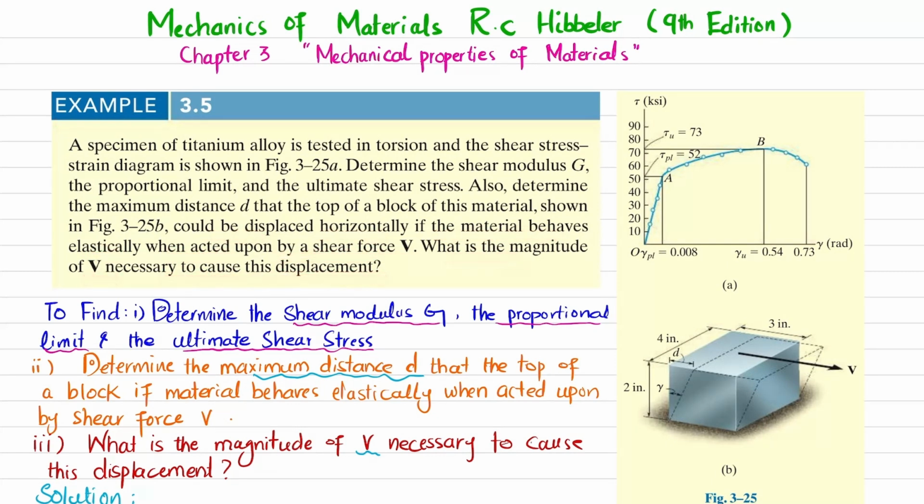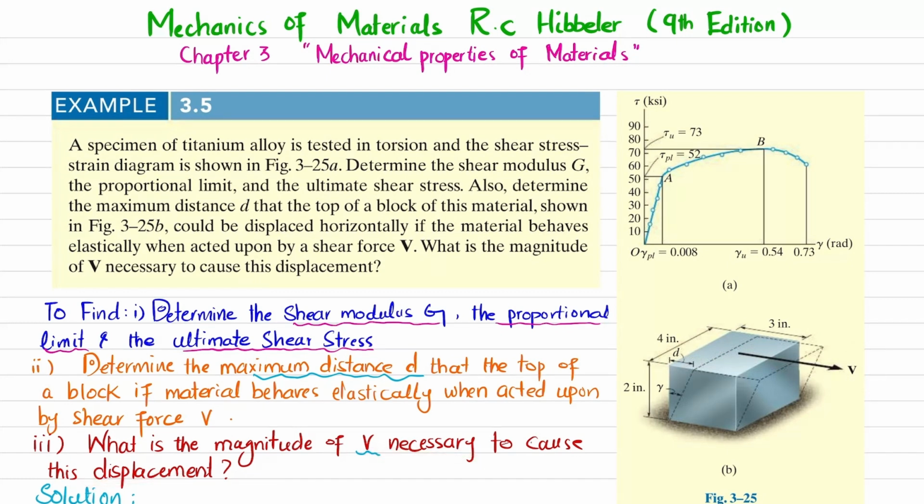So this is the shear stress and shear strain diagram for titanium alloy tested under torsion, and we have to find the shear modulus G. We will find the proportional limit and the ultimate shear stress. And in part B, you can see this block. There is a shear force applied at this surface, so you have to determine the displacement D that this block will move due to this shear force. We also find the magnitude of V necessary to cause this displacement. So let's start with the solution.